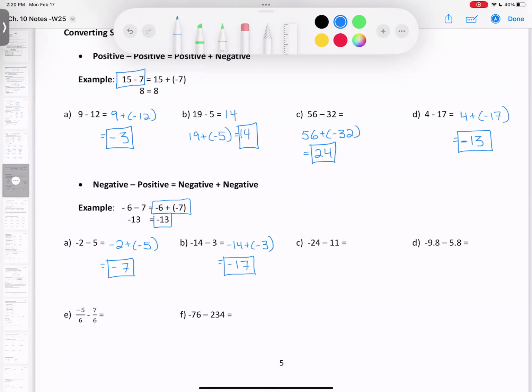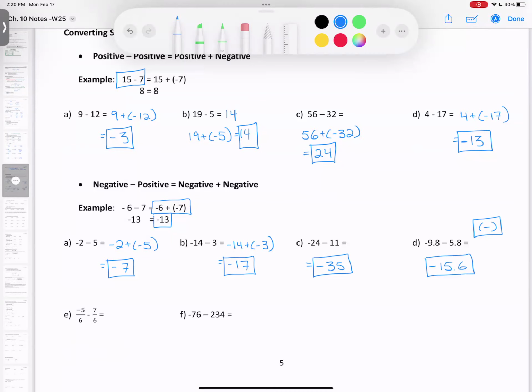Okay, let's do these next two together now. So negative 24 minus 11 is going to give us negative 35. And then we've got a decimal, but the same principles apply. I'm going to grab my calculator though. And remember, you can do all of these on your calculator. So I'm going to key in negative 9.8. Make sure you hit that negative button. It'll probably look something like this, not the minus button or the subtraction button. Okay, so we've got negative 9.8, and then if I go minus 5.8, or if I go plus negative 5.8, either way, you'll get negative 15.6.